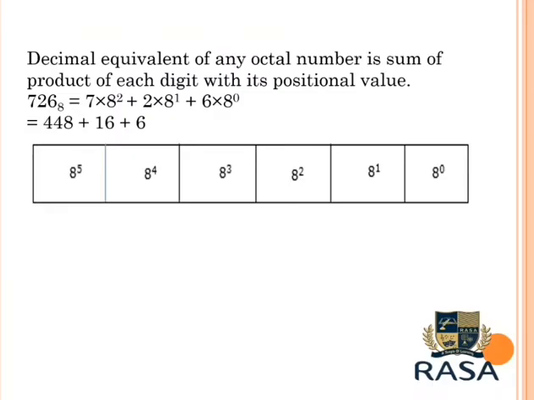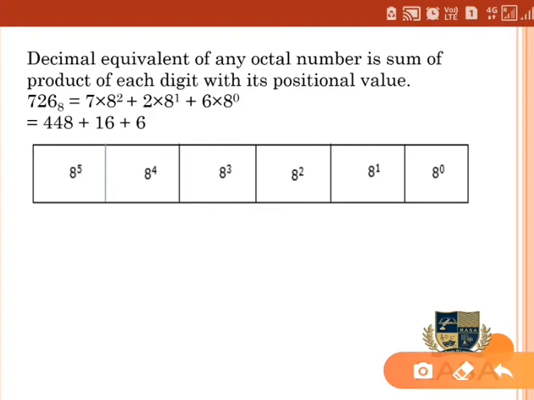Decimal equivalent of any octal number is sum of product of each digit with its positional value. मीन्स अगर हम किसी भी नंबर का ऑक्टल नंबर का डेसिमल निकालेंगे तो वो कैसे आएगा? उसके अंदर जो उसकी पोजिशनल वैल्यू है, पोजिशनल वैल्यू के बेस पे ही उसको मल्टीप्लाई करके हम आंसर लिखते हैं. चलिए हम इसको एग्जाम्पल्स के थ्रू समझते हैं. Like here is the number 726, base is 8.